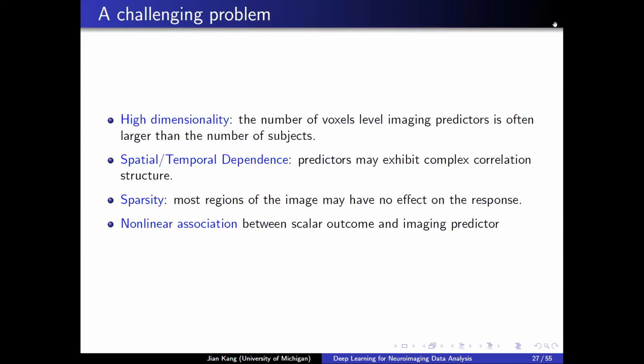And this is a challenging problem. You can imagine that, as I mentioned, for the imaging predictor we have 200,000 voxels. So basically this is the function operator, where you observe the function on 200,000 voxels. That will be your input, and then the output will be a scalar, a real number.